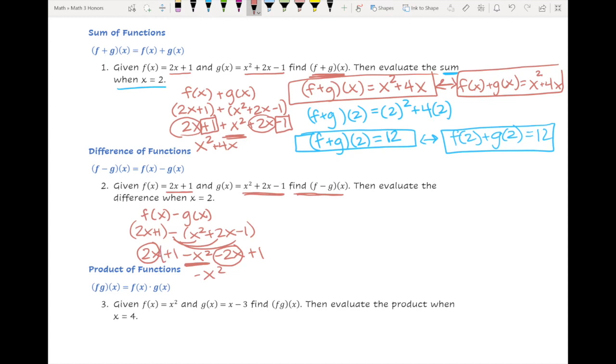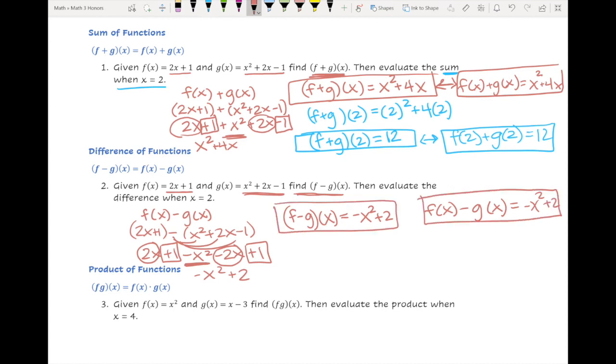And then my positive 1 and another positive 1 combine to a positive 2. So it looks like our f minus g of x is negative x squared plus 2. And again, another way to say the same thing would be f of x minus g of x is also negative x squared plus 2. Same thing.